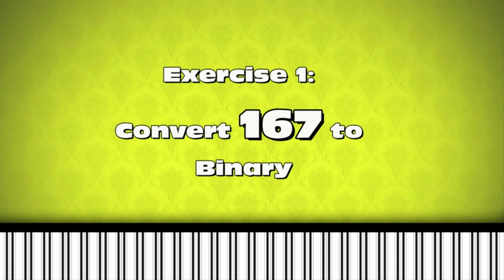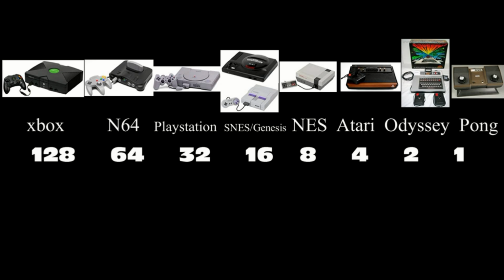Convert 167 to binary. So the first question we ask is, does 128 fit into 167? If yes, we write down 1. If no, we write down 0. So in this case, the answer is yes, and thus we write down the number 1. After that, we take 167 minus the 128 we put into it, and that'll give us 39.